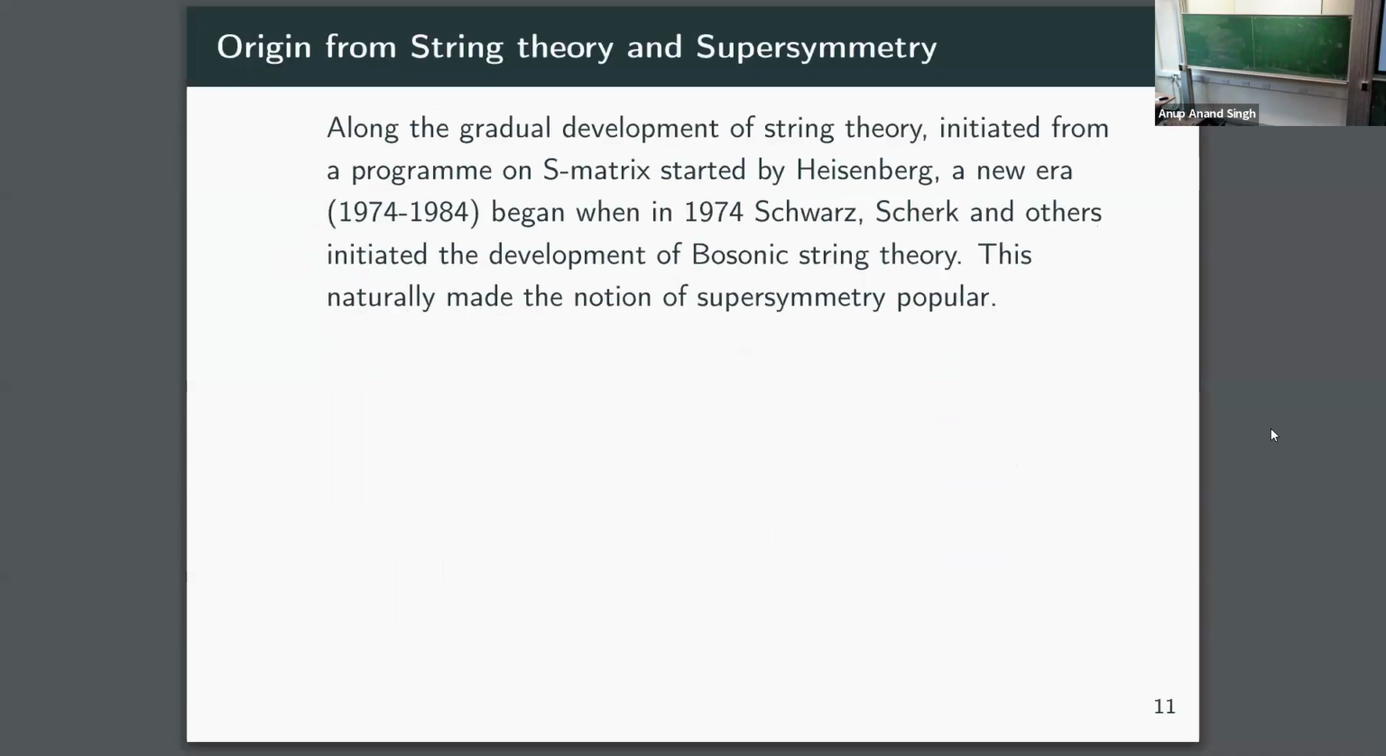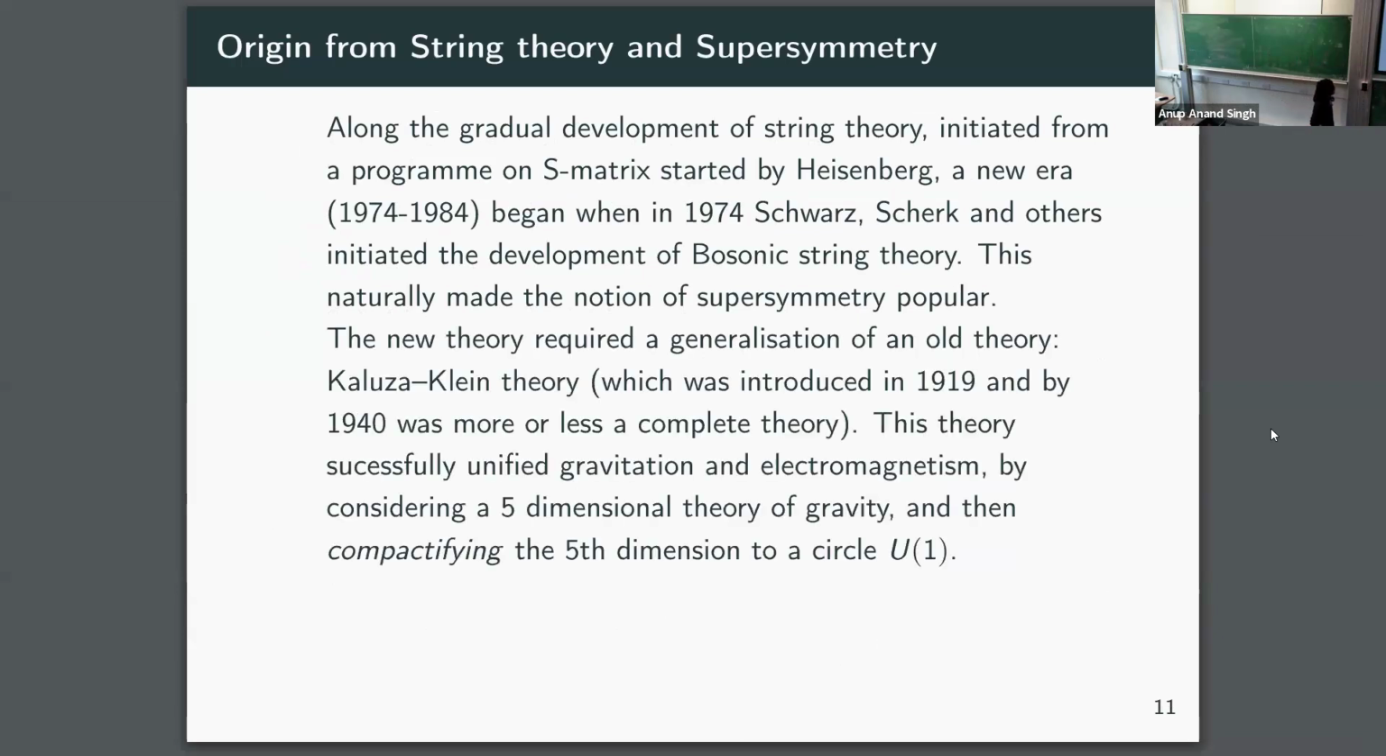When these two people started the study of the bosonic string theory, that eventually led to the idea of supersymmetry, and it became popular. And to do this properly, they needed to bring back an old theory called Kaluza-Klein theory, which was mainly developed between 1921 and 1940, by which time it was a more or less complete theory.